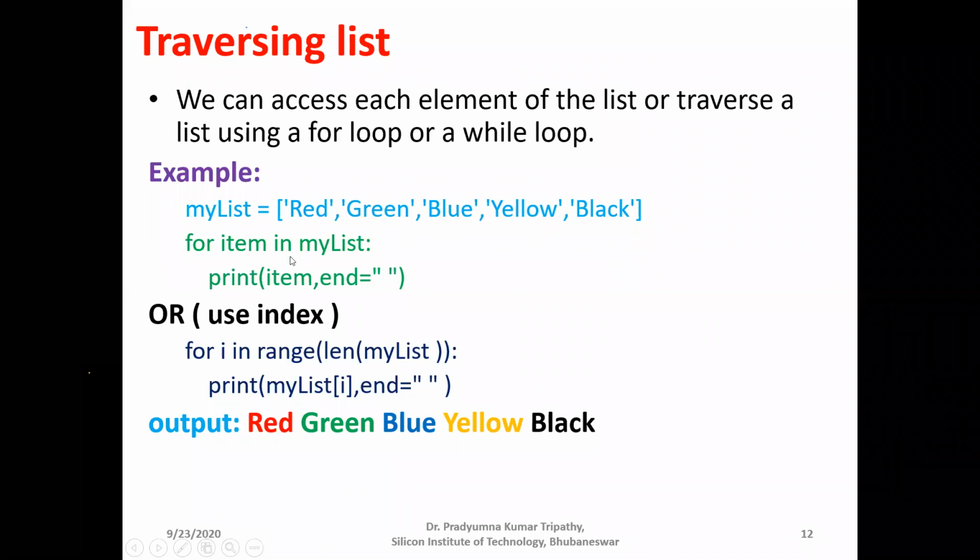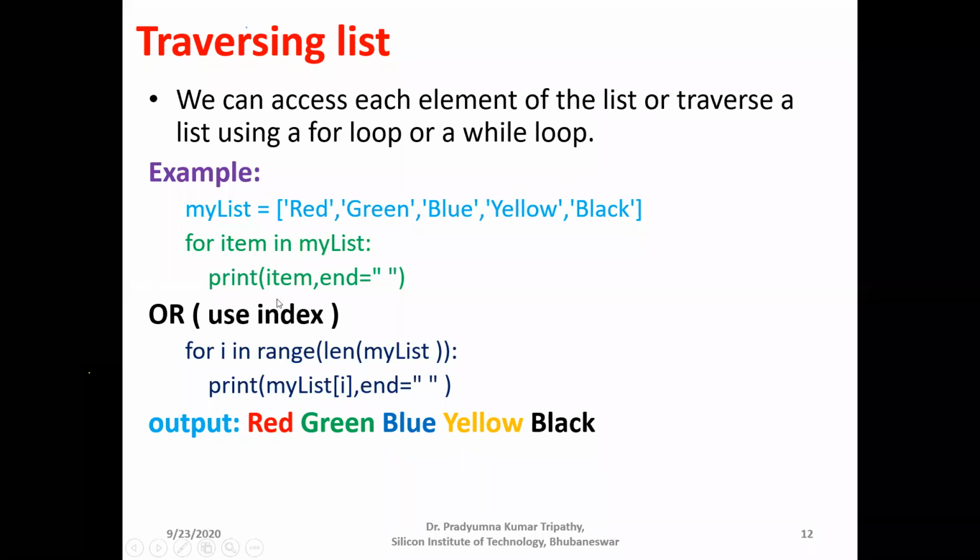I put a loop for item in my list. So this item will iterate over this and it will print each item. I want to print on the same line, so therefore I have given end equals to space. So it will be printed on the same line. If I will not use it, it will be printed on separate lines. Correct. So I can traverse the list.